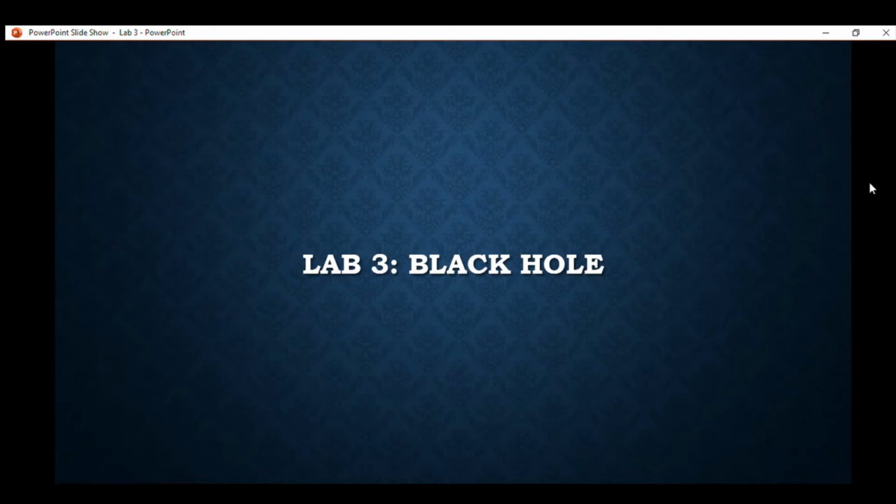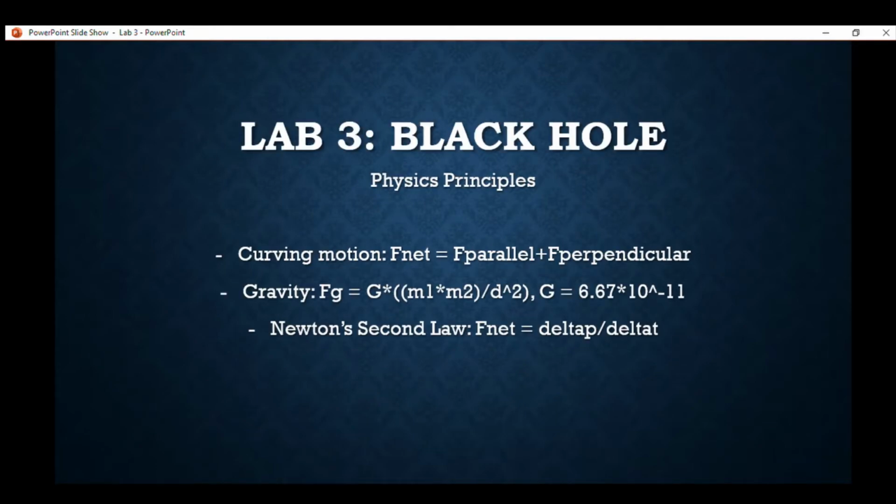In this lab, we will be analyzing a star as it orbits a black hole. Some of the physics principles behind this lab are curving motion, where the net force is equal to the sum of the parallel force and the perpendicular force relative to the motion. We will also be using this equation for the force of gravity, which is given using the gravity constant. And we will also be using Newton's second law, where the net force is equal to the change of momentum over the change in time.